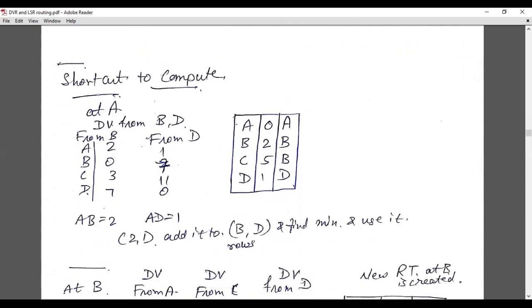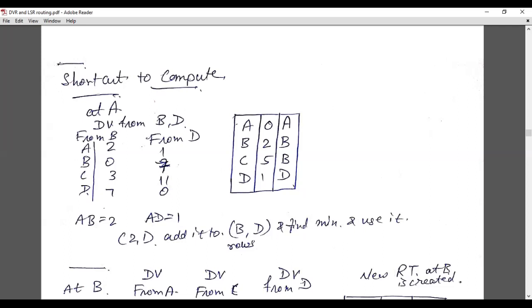So going in this way and identifying all the routing tables, the second level and then the third level and so on, is going to be a lengthy procedure, right? So what could be a shortcut for this? Let's say at A we will do the computation for A. Distance vectors are available from B and D only for A, right? From B, it is going to receive the vector 2, 0, 3, 7, the previous one. And from D, it is going to receive 1, 7, 11, and 0. So now these two vectors are available with us from B and D.